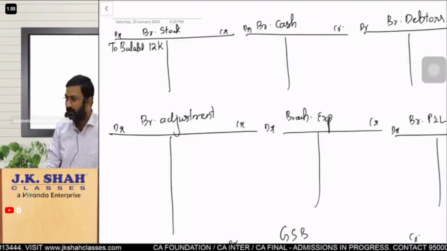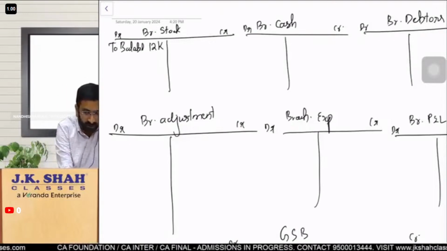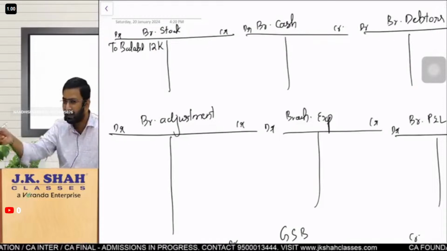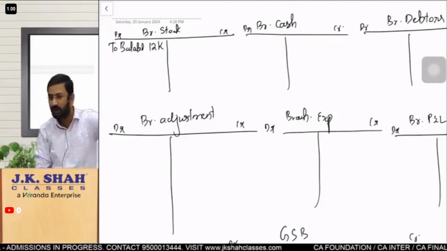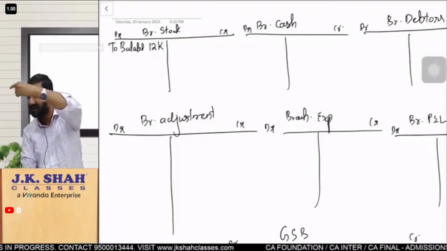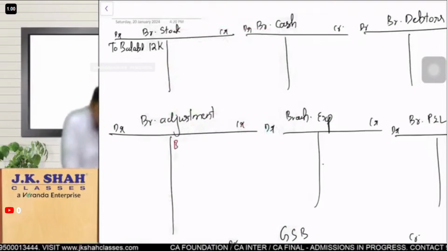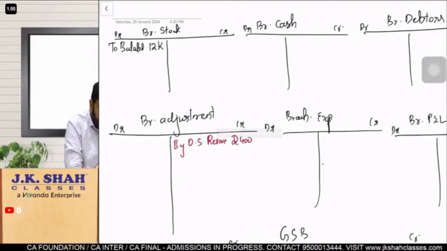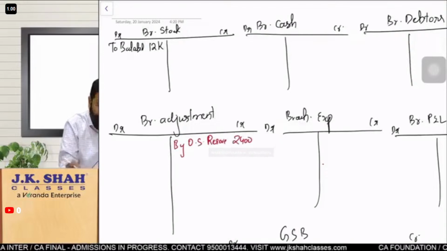Keep this in mind: the moment you put the stock there, remove the loading, because this 12,000 is at invoice price, which has the opening stock reserve. You already calculated how much the loading is: 2,400. So immediately I'll remove that in the adjustment account, by opening stock reserve 2,400. The moment you put opening stock, you remove this. Similarly, the moment you put closing stock, you remove the reserve.